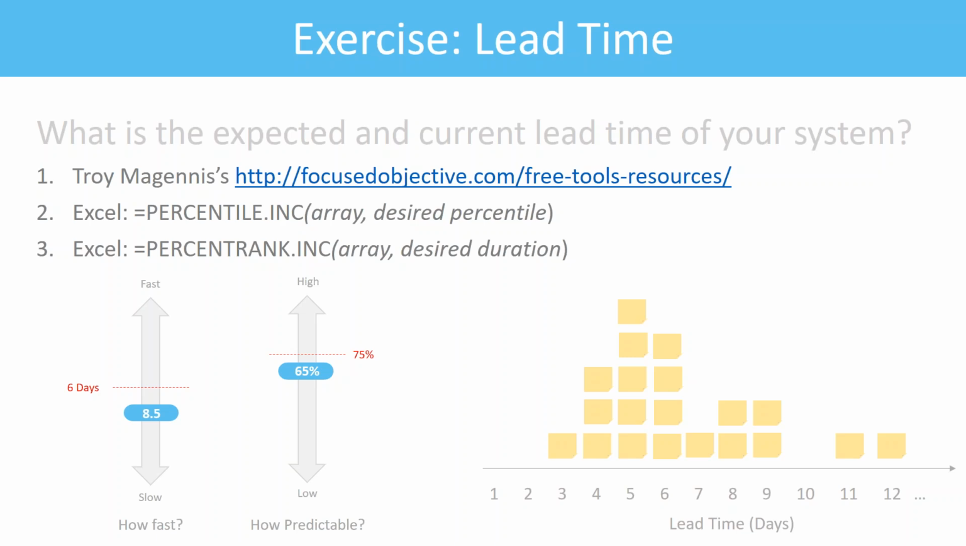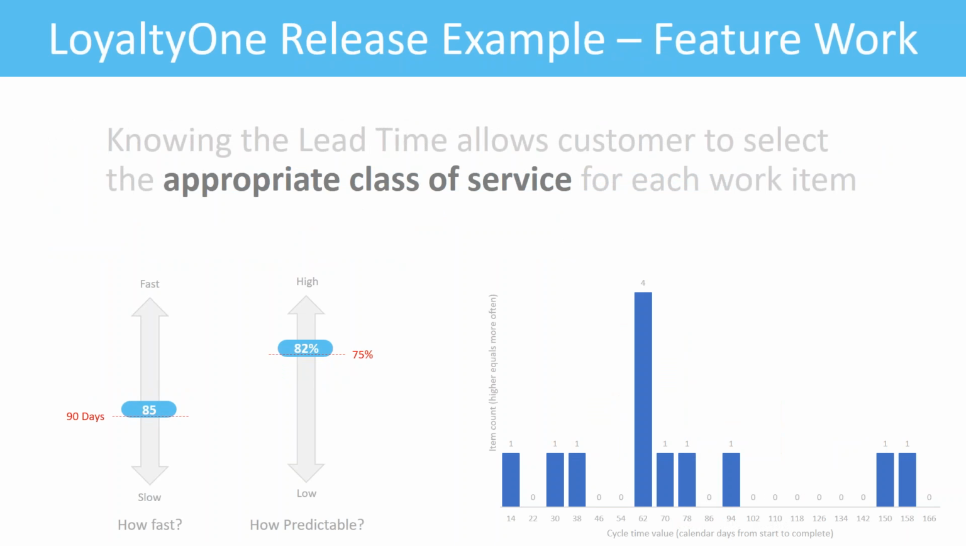But once you have the lead time, you can have a fruitful conversation with your customer so that they can understand when their work can be done. As well, you can have an understanding of when to start the work. So at Loyalty One, we're using lead time to communicate with our customer so that they can see if this is the service that they want.